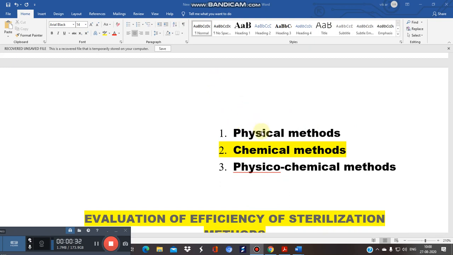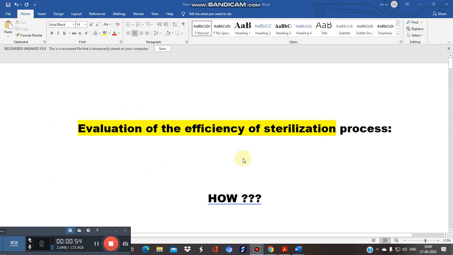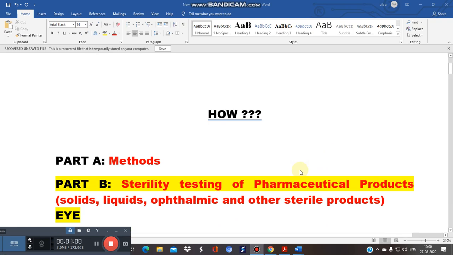Okay, and in physical methods we have done two major important methods like moist heat sterilization and dry heat sterilization. Yes, in chemical methods we have come across different chemicals like alcohol, phenols, quaternary ammonium compounds, halogen gases, of course ethylene oxide, formaldehyde, etc. And the physicochemical methods are the combination of these two methods. Okay, so we will start the evaluation of the efficiency of the sterilization process, or you can say sterilization methods.